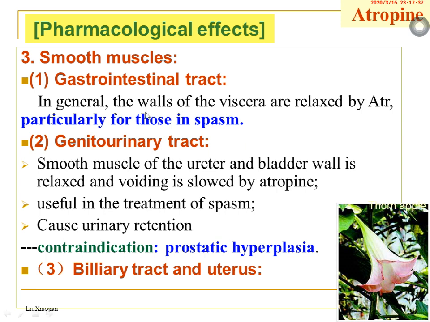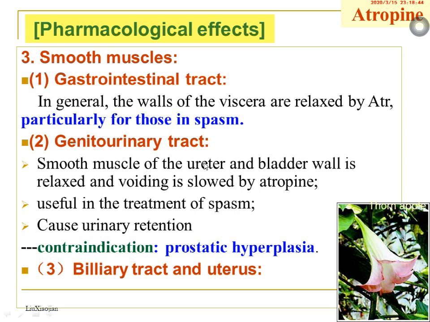Maybe someone has had this experience: got some bacterial infection in the gut, so you feel abdominal pain. That condition is usually caused by the smooth muscle of the GI tract being in spasm, overactivated by acetylcholine. Under those conditions, if you use atropine, the symptom of abdominal pain will be corrected very soon. So when the walls of the viscera are relaxed by atropine, especially those in spasm, this is the effect on the GI tract. This is called the antispasmodic effect.